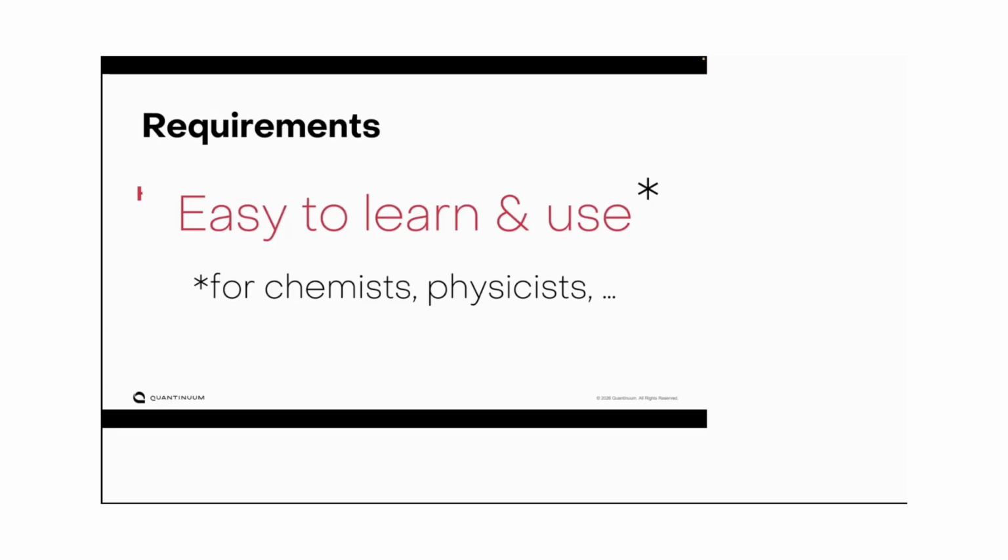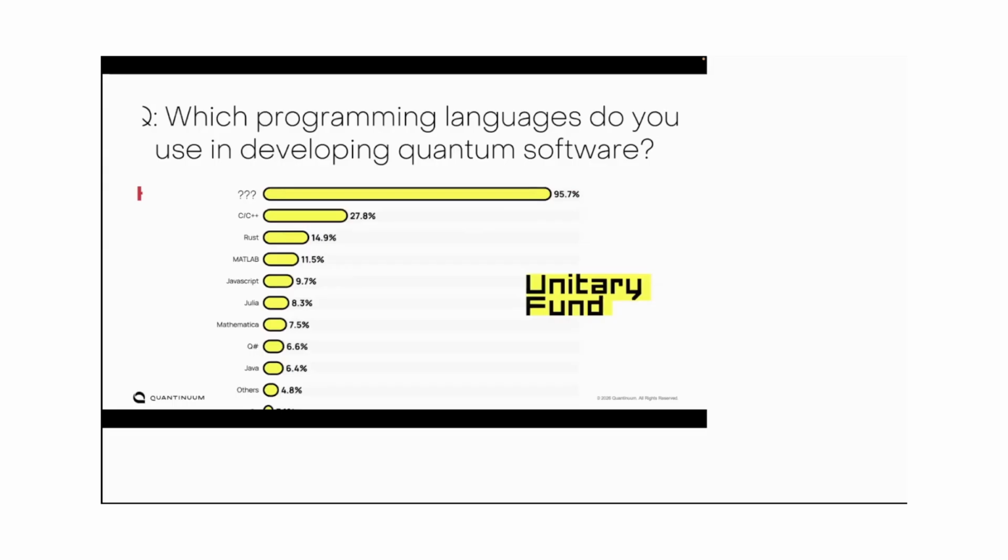Case in point, the Unitary Foundation does a yearly survey where they ask people working in quantum all kinds of questions. One of them is always: which language do you actually use when you do quantum stuff? Any guesses what number one could possibly be? Of course, it's Python. So the reality is, if you want people to actually use it, at least for now, it probably has to be Python. That's the situation we're in.